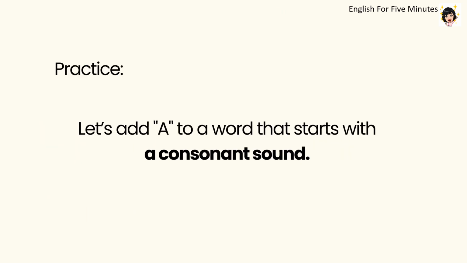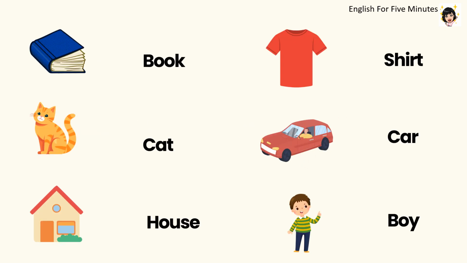Now let's practice by adding a to a word that starts with a consonant sound. This one, consonant. So it's gonna be a book, a cat, a house, a shirt, a car, a boy.